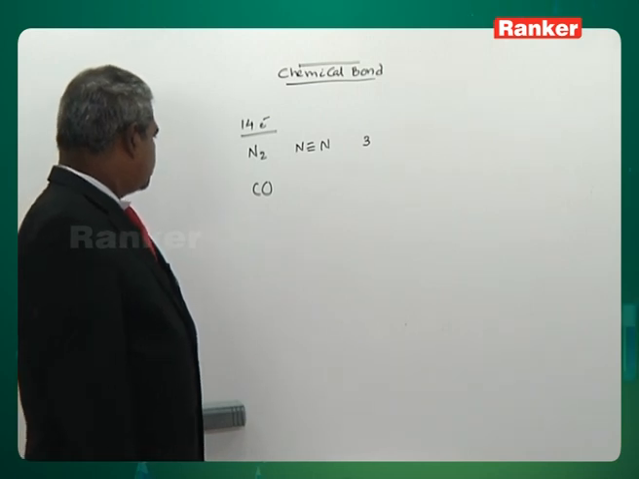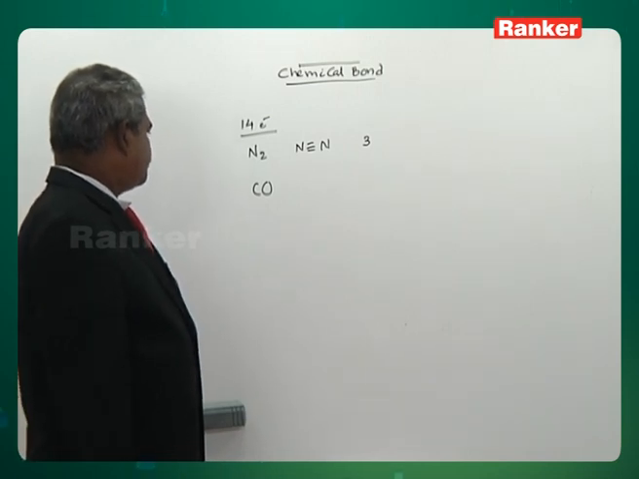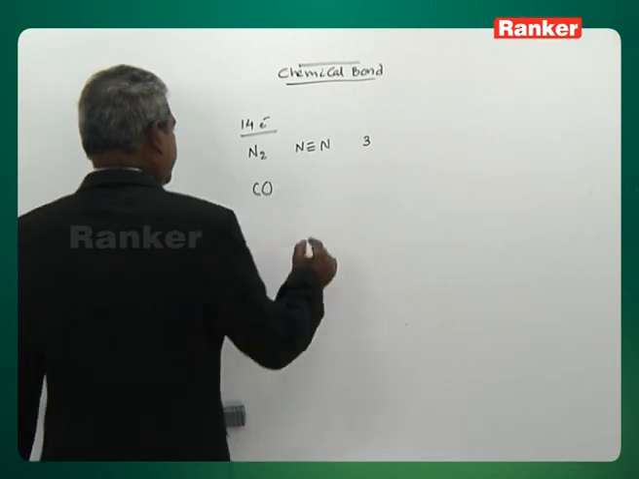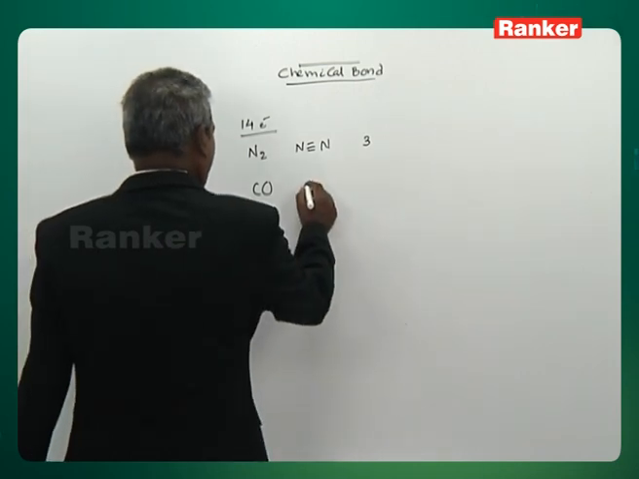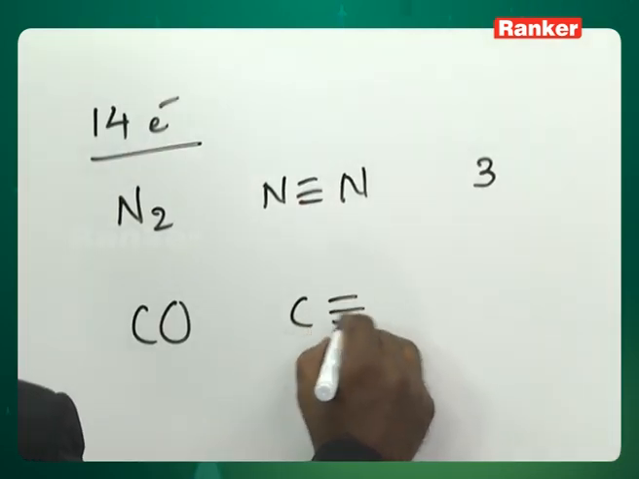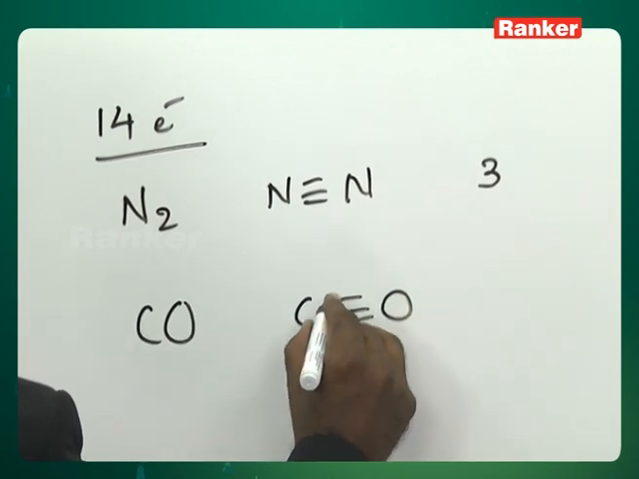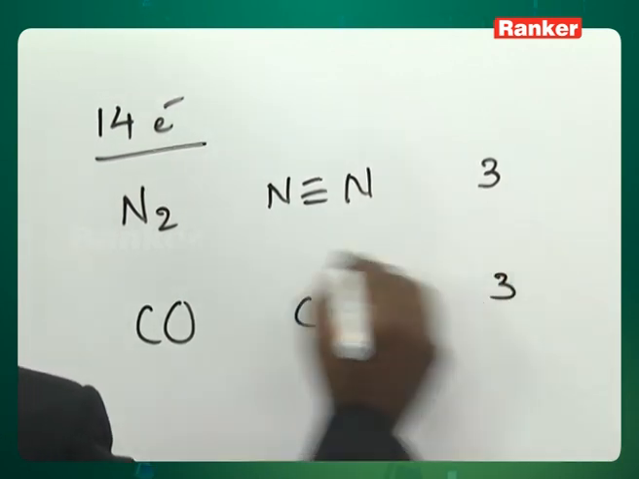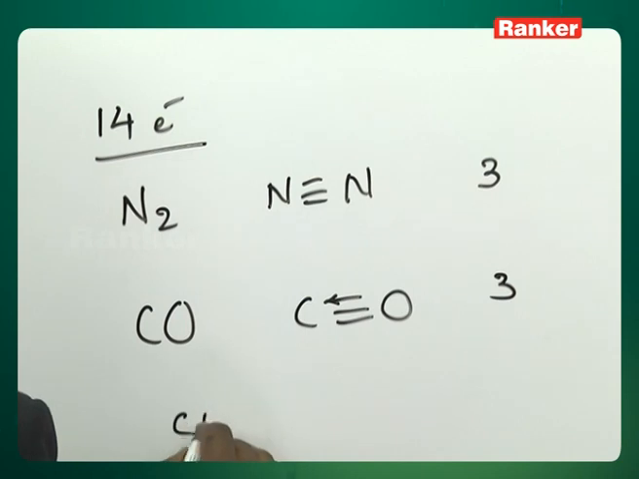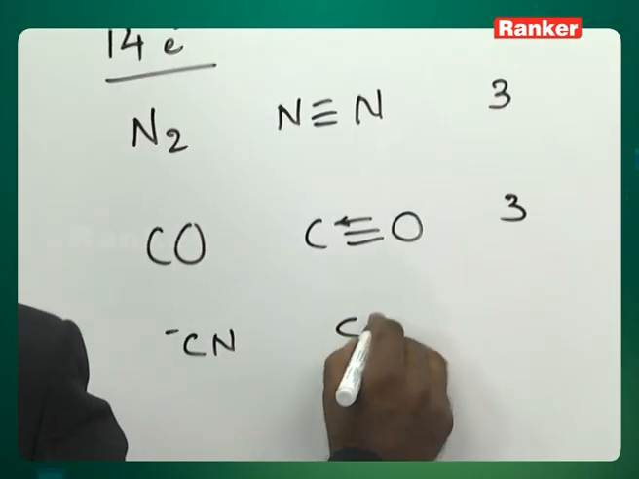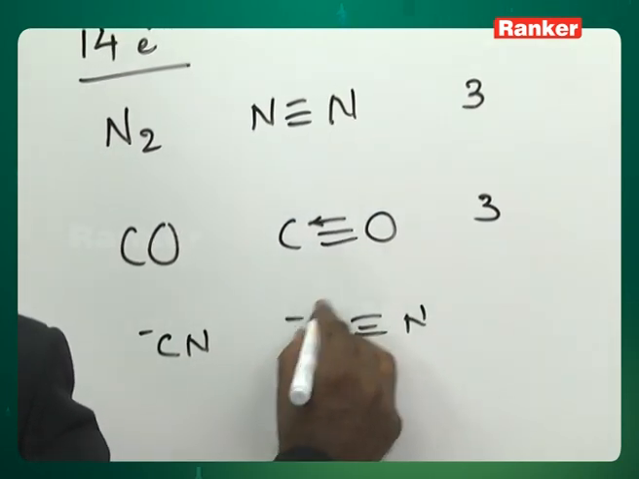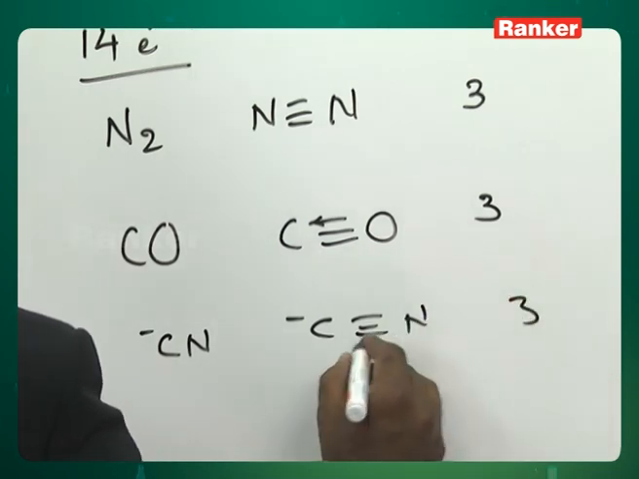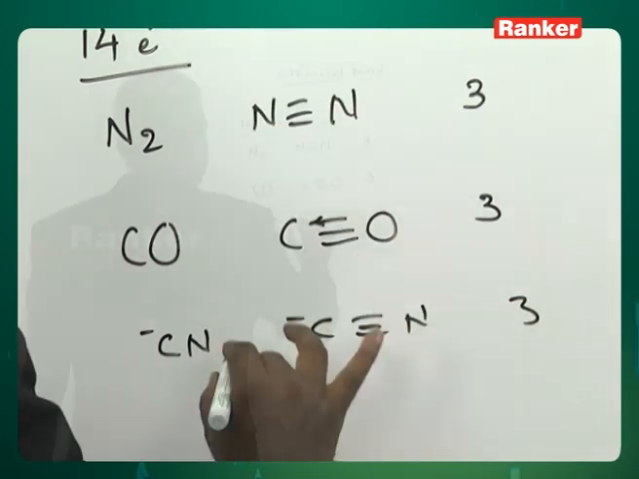CO is once again C triple bond O. And of course this oxygen donates to this carbon, 3. CN minus, cyanide, C triple bond N minus, 3. So a 14 electron system, it is 3.